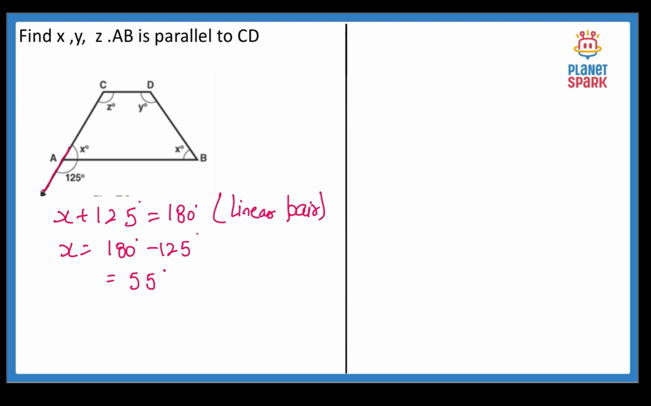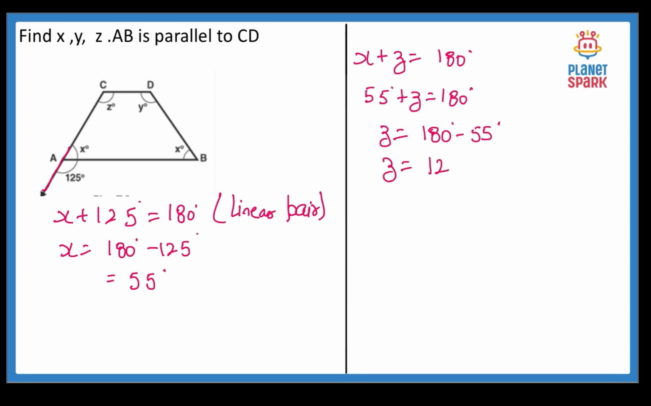Furthermore, AB is parallel to CD. AC is the transversal. That means x plus z, they are forming co-interior angles. Co-interior angles means angles on the same side of the transversal. And co-interior angles are supplementary. So 55 plus z is 180. Z would be 180 minus 55. Z would be 125 degrees.